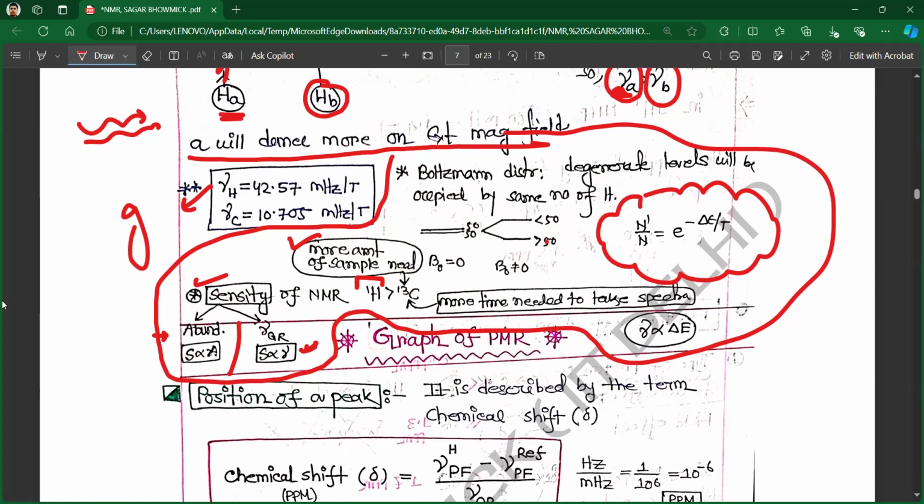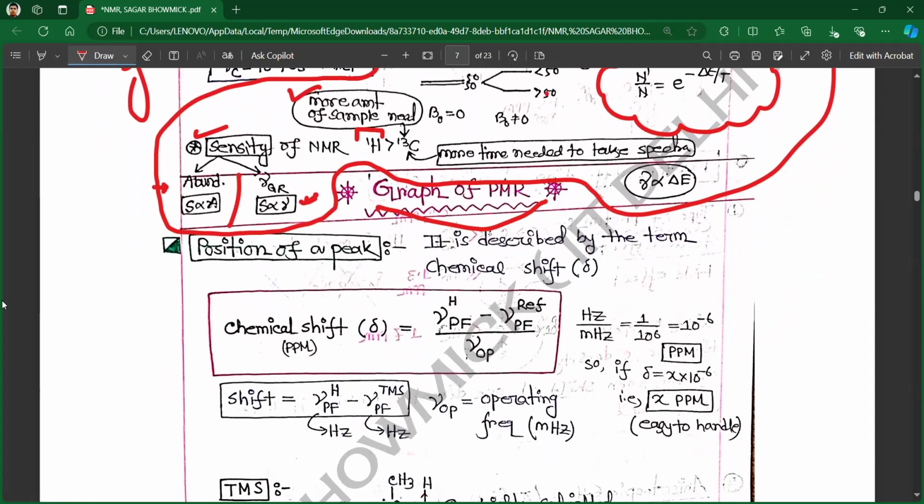Now the graph of PMR, proton magnetic resonance: how do the graphs look? In any graph there are two important things. First one is the position of the peak, these are positions. Second one is the intensity of the peak: this is higher intensity, this is higher intensity, this is lower intensity. So in a graph basically two components are there, position of a peak and intensity of a peak. Let's first read the position of a peak. It is described by a term called chemical shift, delta.